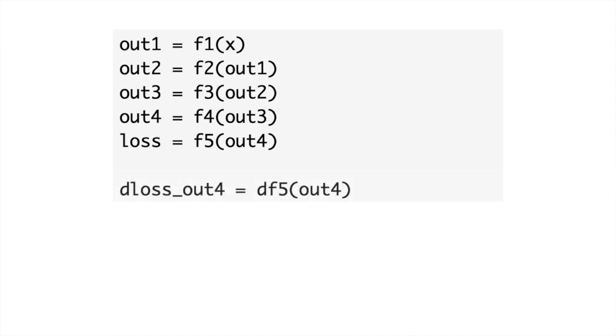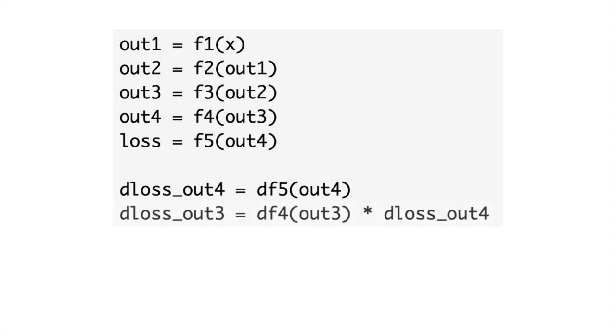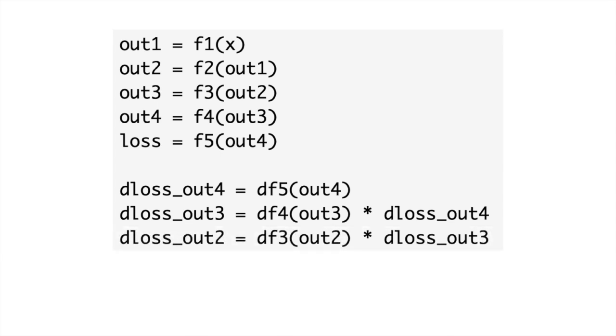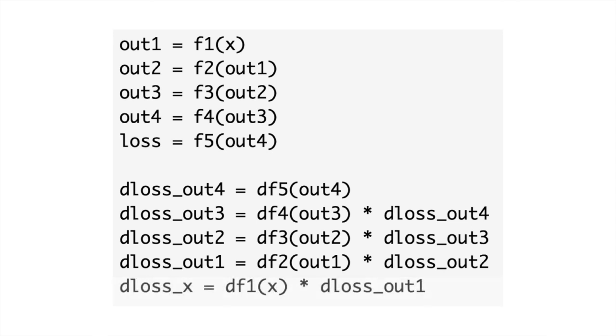So we calculate the local derivative of the function f5 at its input value out4, and that gives us the gradient of the output loss with respect to out4. Similarly, calculating the local gradient of f4, df4, for its input value out3 and multiplying that by the loss with respect to out4, which we already calculated, gives us the loss with respect to out3, and we can keep doing that all the way down until we have the gradient of the output with respect to the input, and we also have the gradients at each operation along the way.